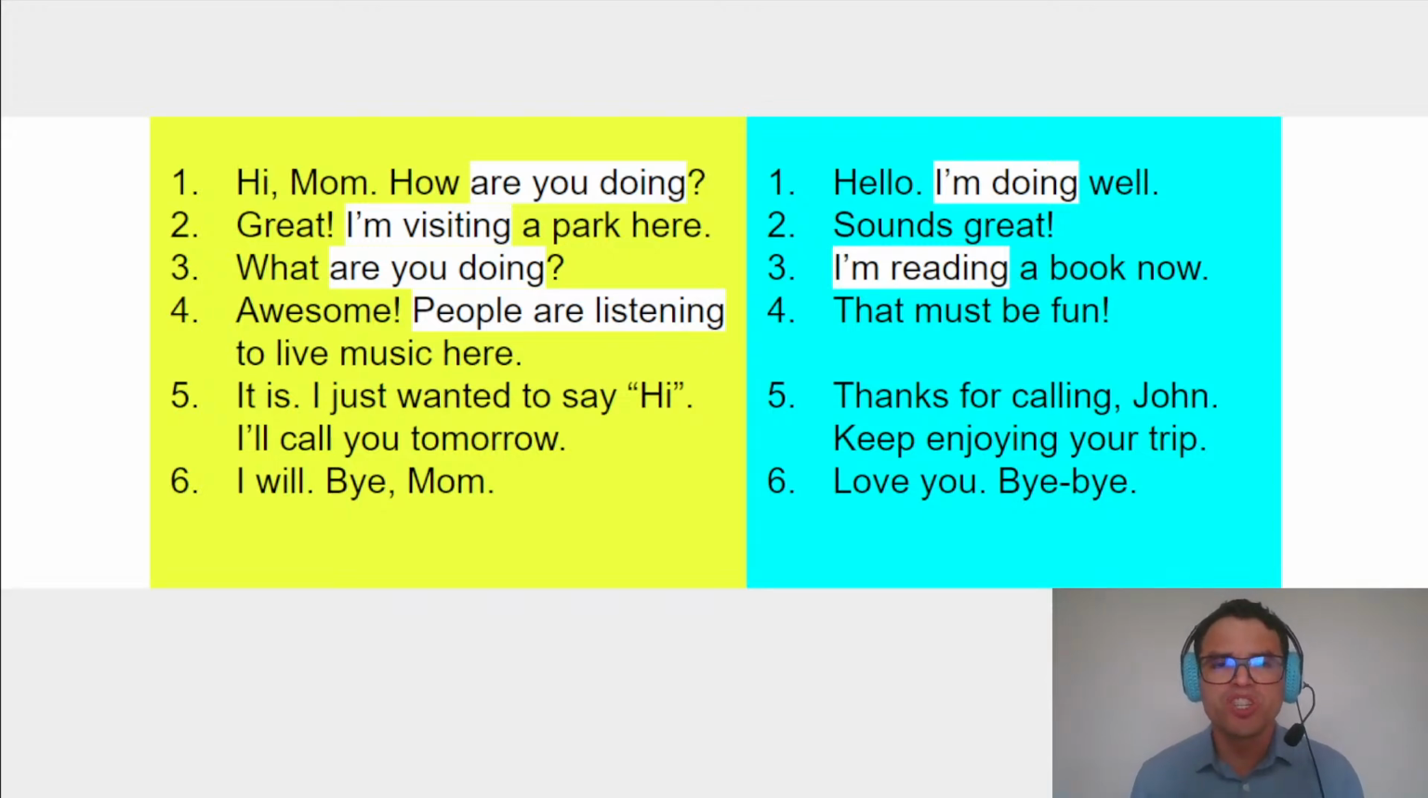Number 1, yellow. How are you doing? Present continuous to ask about how the other person is. Yellow 2, I'm visiting. Present continuous to talk about what you are doing right now. Number 3, yellow. What are you doing? Present continuous to ask what the other person is doing. And number 4, yellow, people are listening. Present continuous to talk about what other people are doing. Every time that you use the present continuous, you will need a subject, the verb to be and a verb in ing.